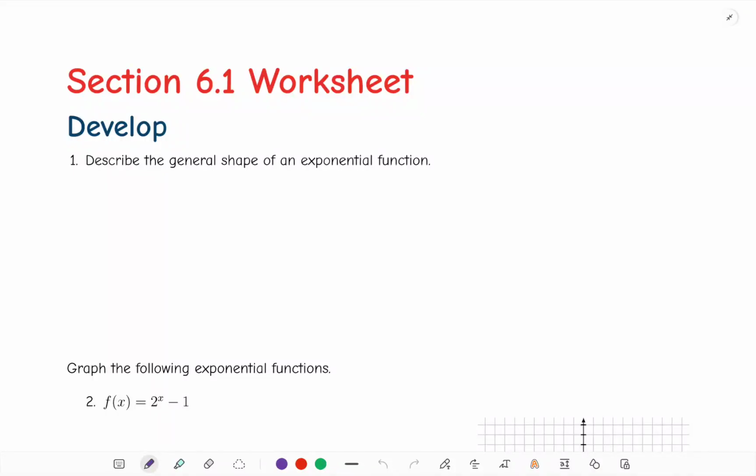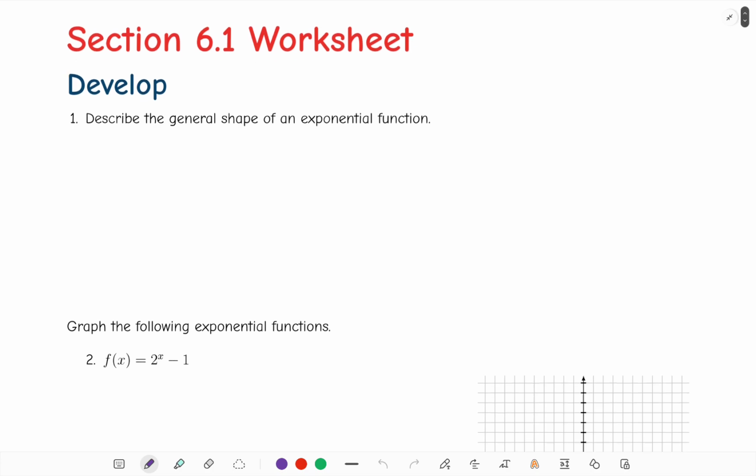Hello, this is me working through the section 6.1 worksheet. Question 1. Describe the general shape of an exponential function. I'm actually going to leave you guys to do that one on your own.